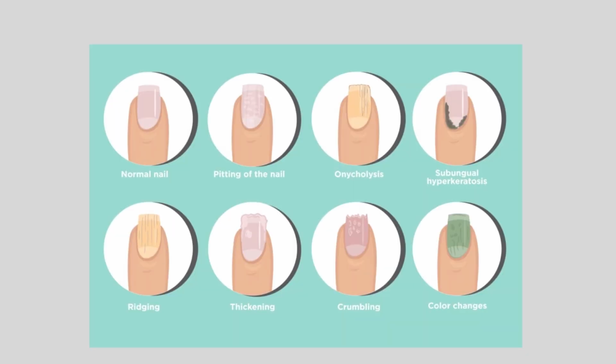But it's not just about the skin. You may also find some nail changes, like pitting or separation of the nail from the nail bed. And this condition is called onycholysis.